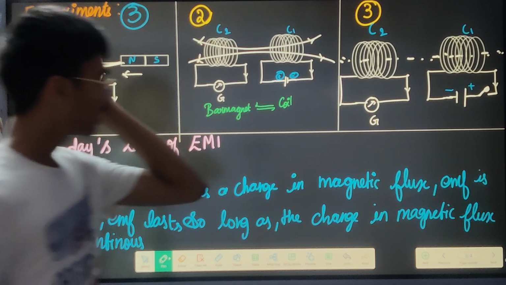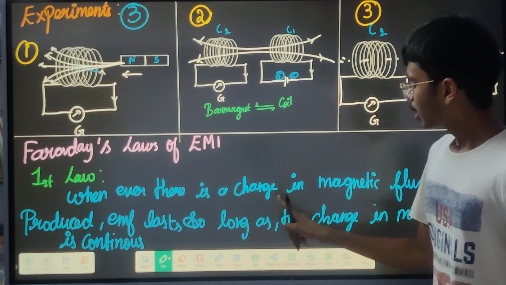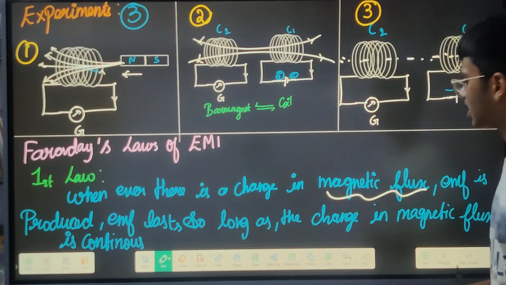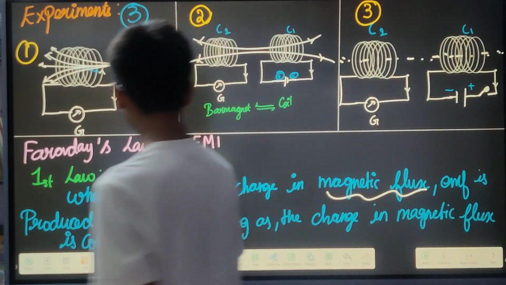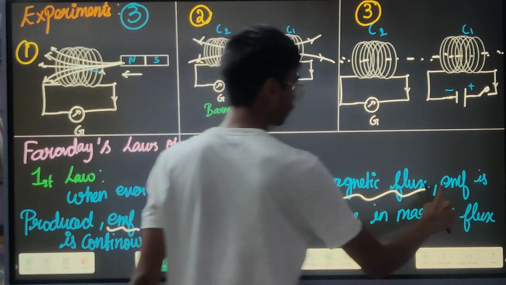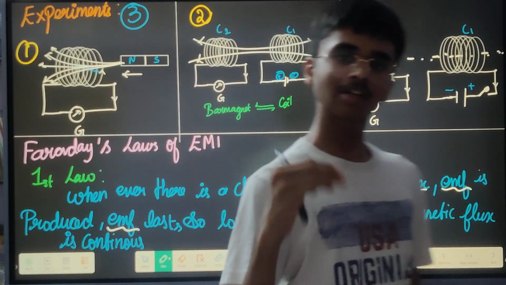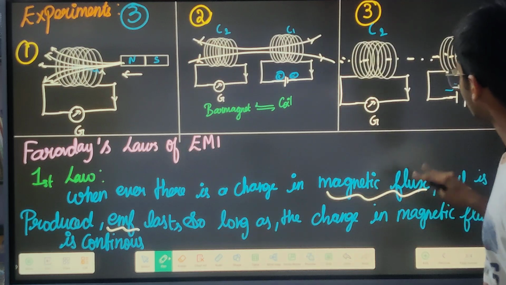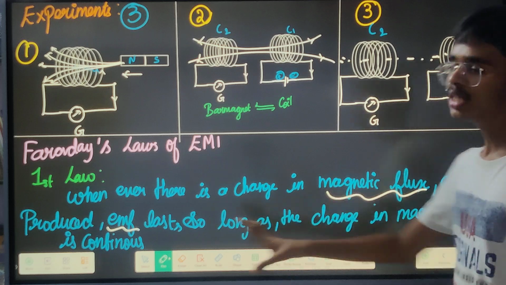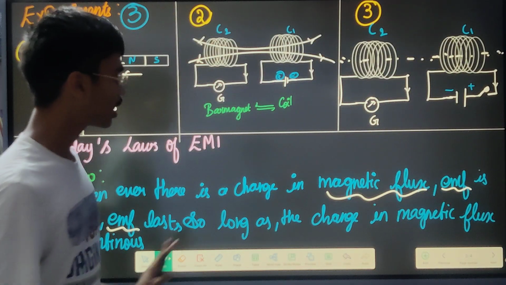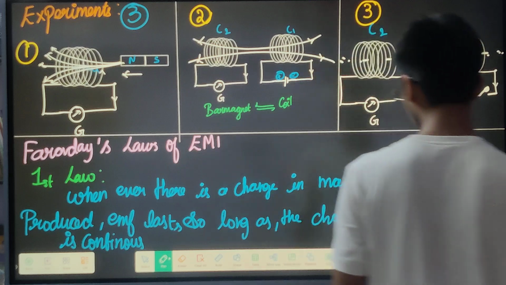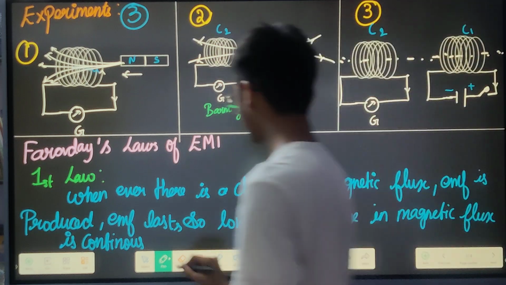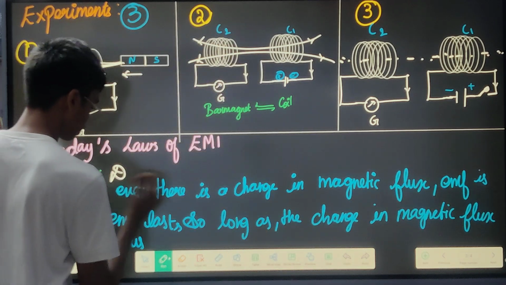So what does it mean? It means that whenever there is a change in the magnetic flux or in the magnetic field, then automatically EMF will be produced. And this EMF will be in that conductor as long as there is change in the magnetic flux. If this change in magnetic flux stops, then automatically EMF will also stop. So this is what your first law is saying. It is all about duration.